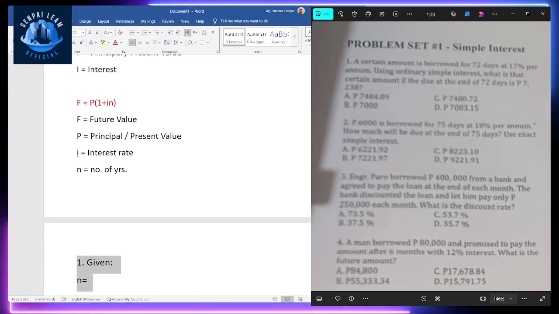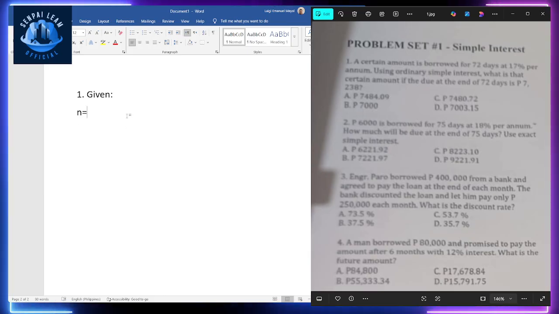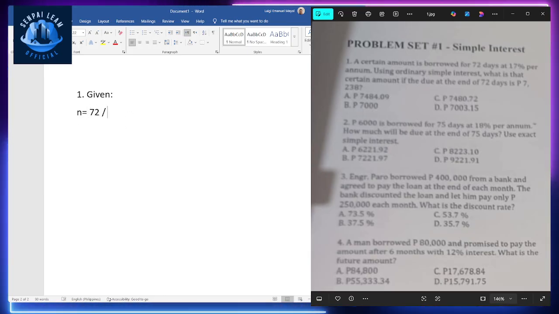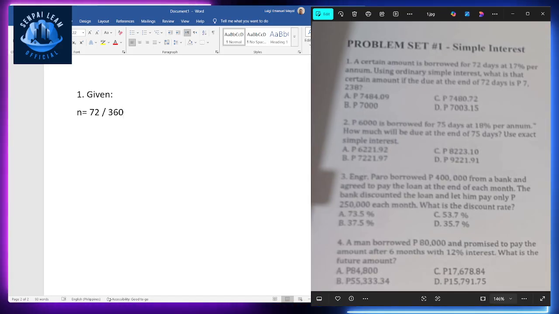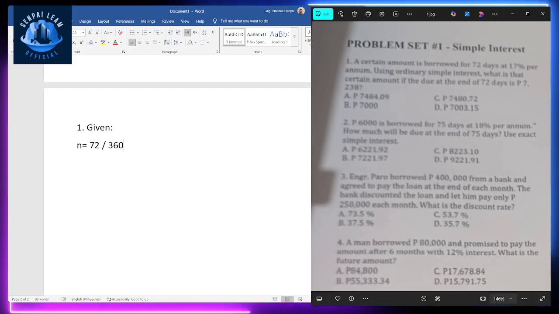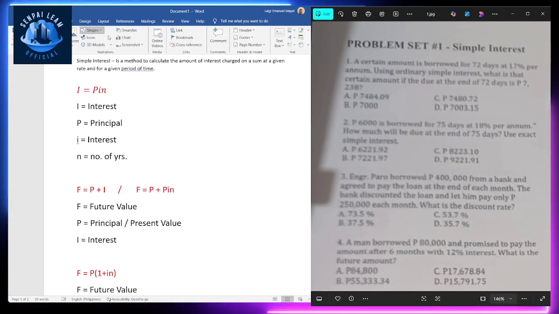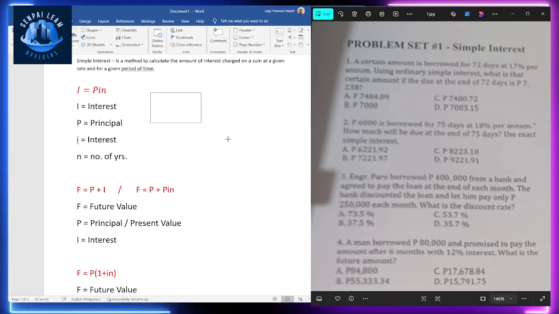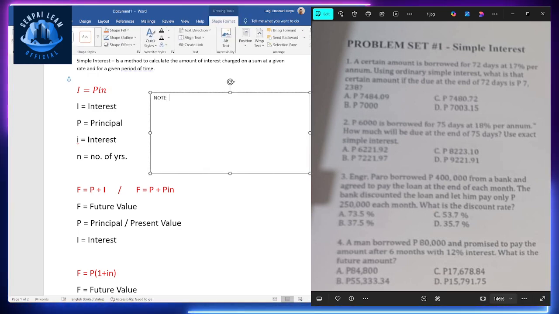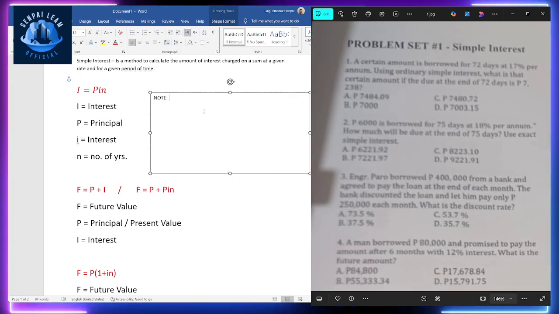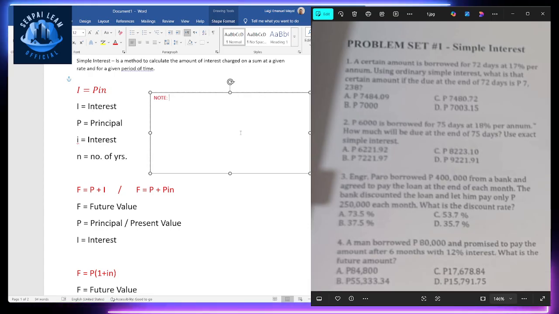What is our n here? Our n is 72 over 360. Take note, guys, that there's a note here. I'll put a note here.